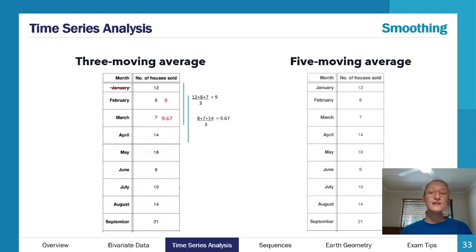Very, very similar process with our 5 moving average. How that works is the same thing, except we're using 5 points.